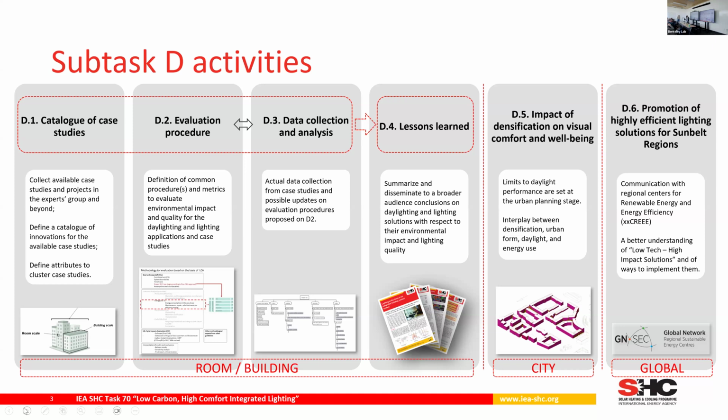And finally, there is work package number 6, and this one is an activity promoted by the SHC, and we intend to help or contribute to the Sun Belt region countries that are participating in these centers for renewable energy and energy efficiency, to promote these high comfort and low impact solutions, and also to have this exchange of what is going on in the Sun Belt region that can also be of interest for the subtask. So this is an overview of our activities and how this subtask is structured.